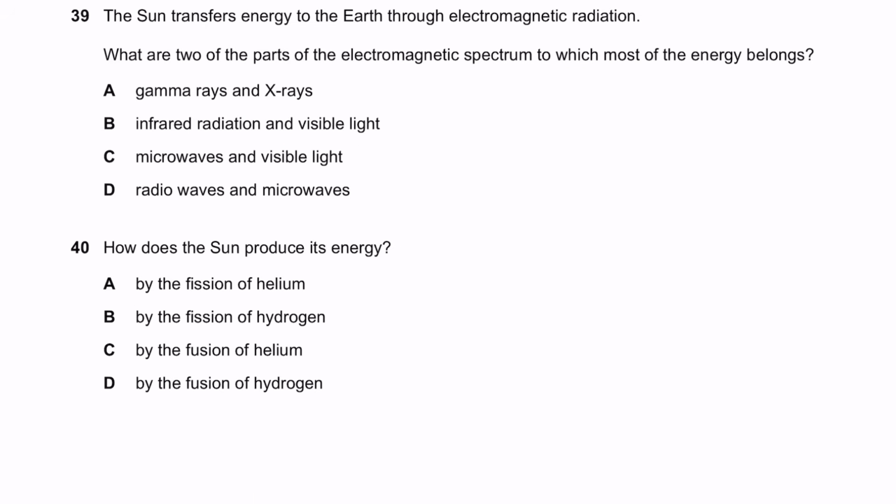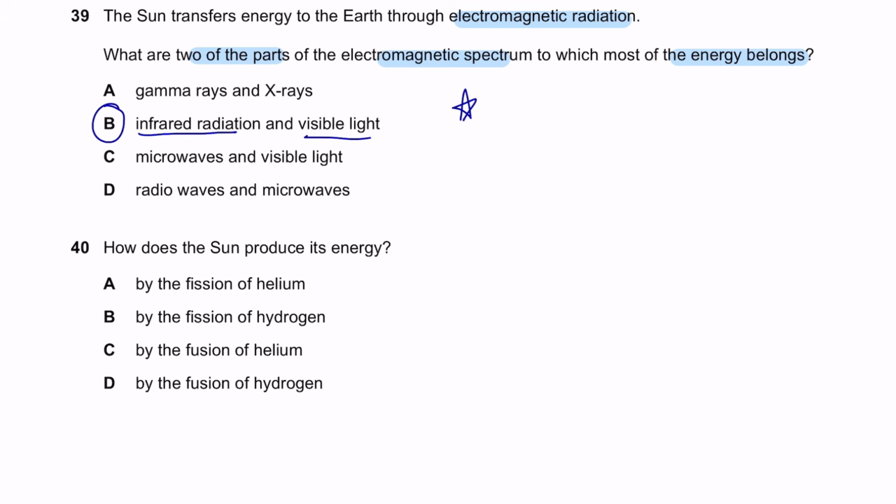Question 39. The Sun transfers energy to the Earth through electromagnetic radiation. What are the 2 parts of the electromagnetic spectrum to which most of the energy belongs? Well, as long as you know the theory, you should be able to answer this question. The 2 parts of the spectrum which most energy belongs to are the infrared radiation and visible light. So the answer here is B.